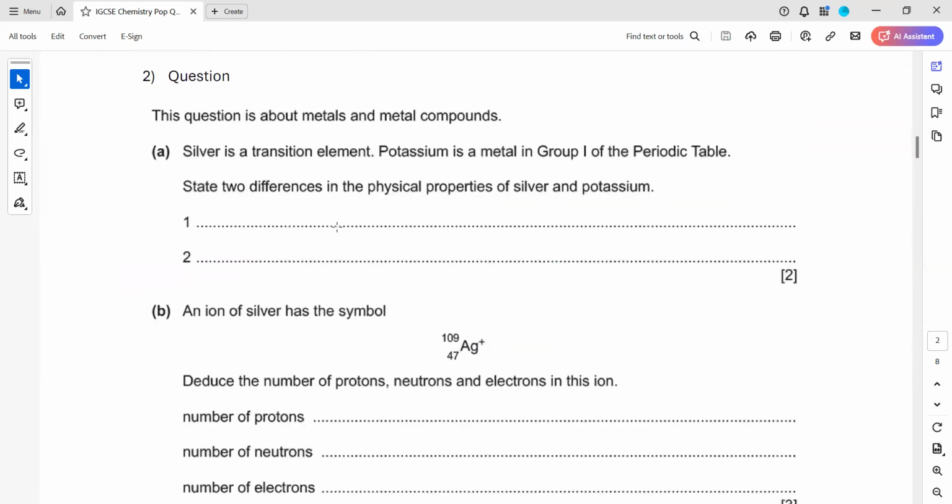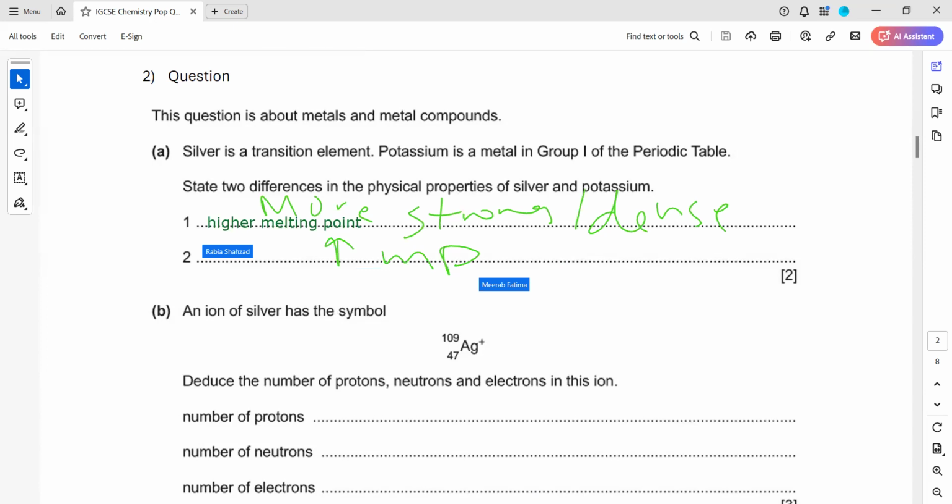Question 2, this question is about the metal and the metal compounds. Silver is a transition element. Potassium is a group 1 element of the periodic table. State 2 differences in the physical properties. So you can compare the physical properties such as density. You can compare density, you can compare melting point, or you can also compare their surfaces, like hardness.